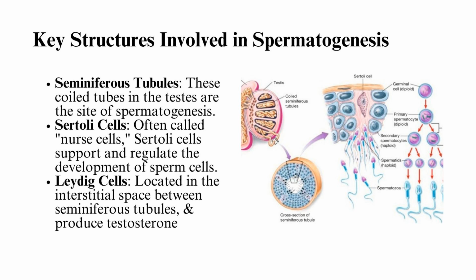Sertoli cells, often called nurse cells. Sertoli cells support and regulate the development of sperm cells. They form the blood-testis barrier and provide essential factors for the growth and differentiation of spermatocytes. Leydig cells. Located in the interstitial space between seminiferous tubules, Leydig cells produce testosterone, a key hormone that regulates spermatogenesis.